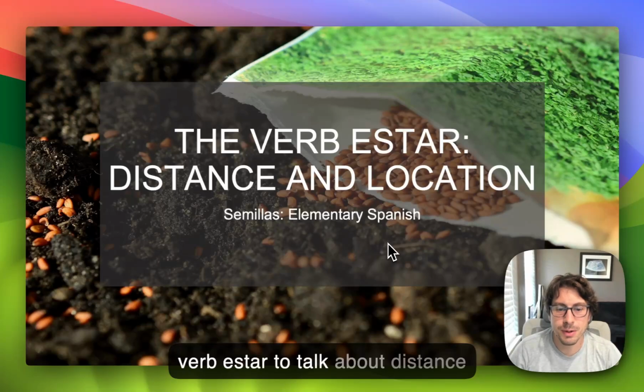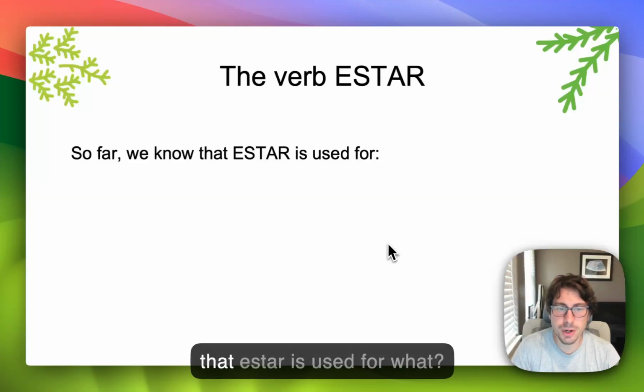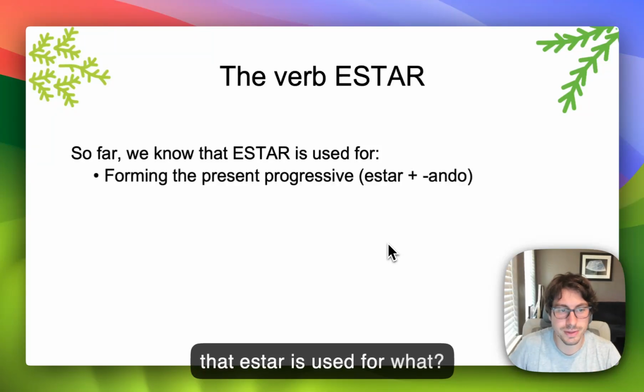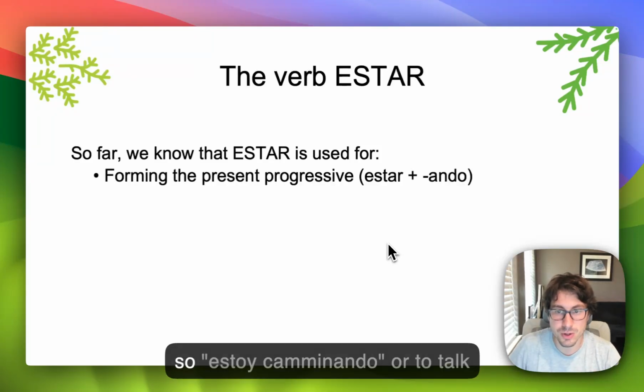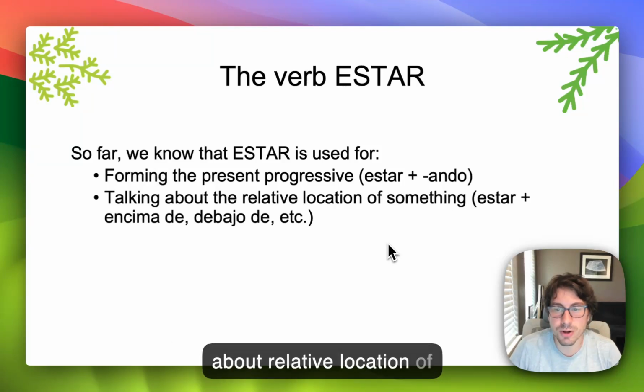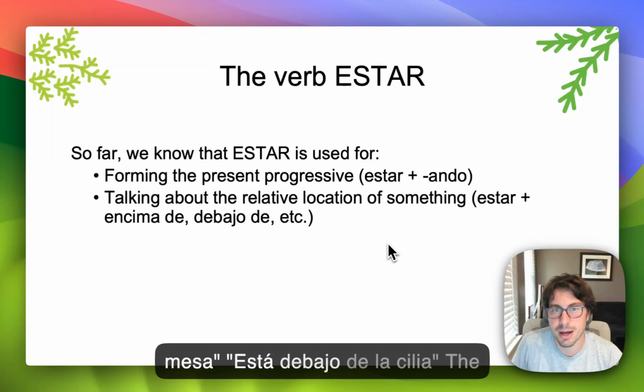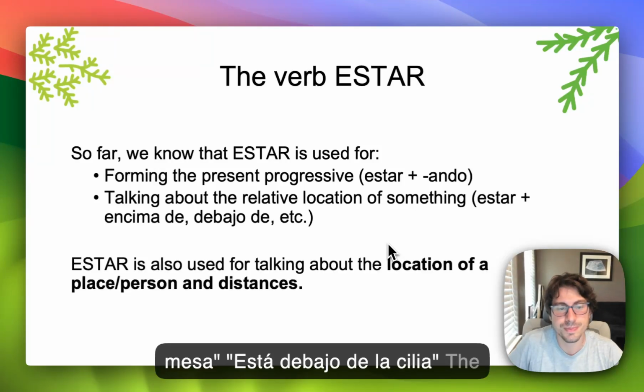Today we're gonna learn about the verb estar to talk about distance and location. So far we know that estar is used for what? Forming the present progressive, so estoy caminando. Or to talk about relative location of something. Está encima de la mesa. Está debajo de la silla.